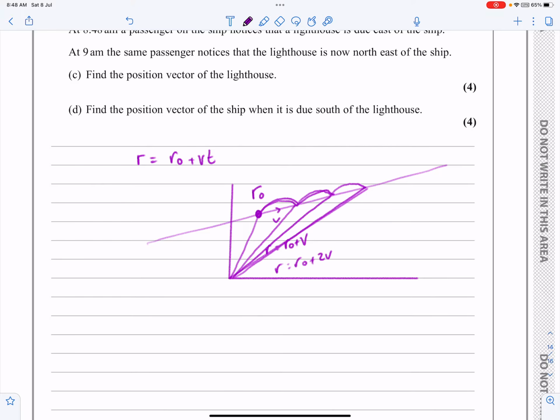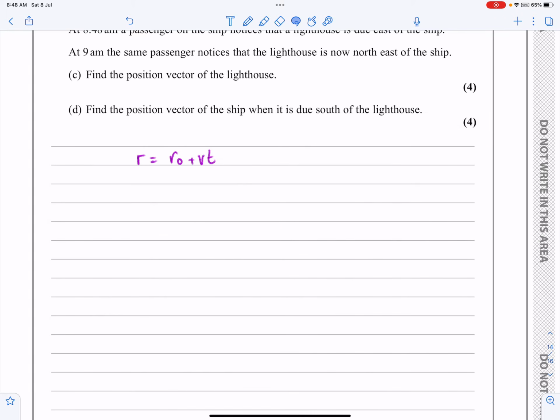So generally, r equals r0 plus how many lots of v? Well, it depends on your time. And obviously we could even go backwards with that. Right, that quick bit of explanation done then.